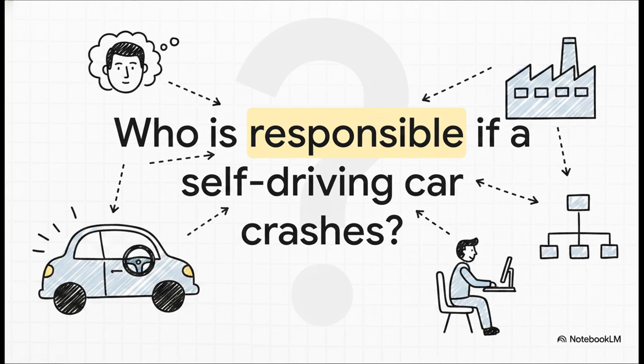Is it the driver who wasn't actually driving, the corporate manufacturer, or the individual programmer who wrote the algorithm? Think about it, because that's exactly the kind of question they're going to hit you with.